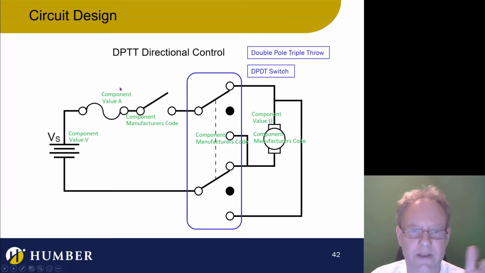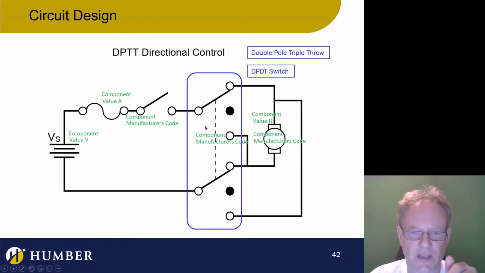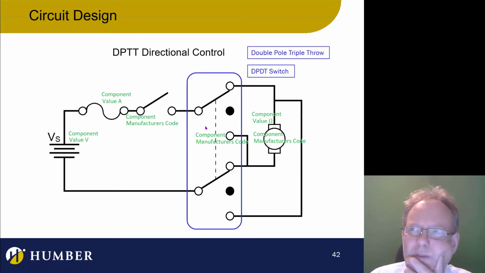This is another way. In this case, we've got our double pole, triple throw. Again, I've got a fuse in here, and that's good. Draw your circuit, label everything. Looks like all of these green things indicate that labeling things is really important. Okay, let's go on.